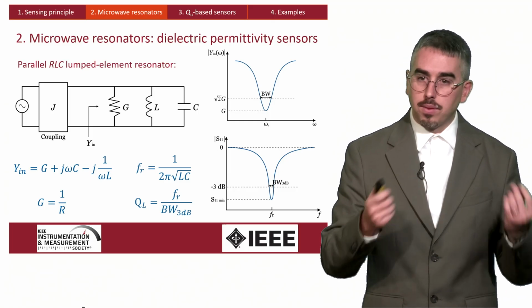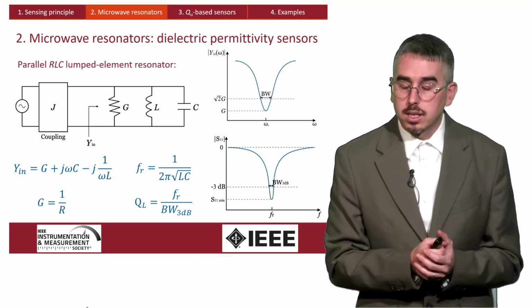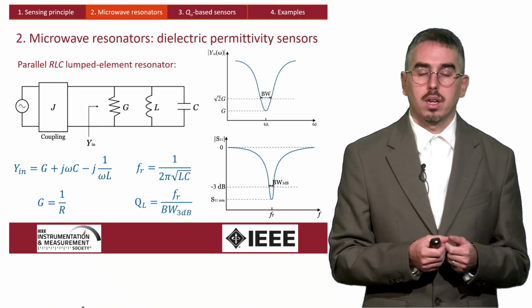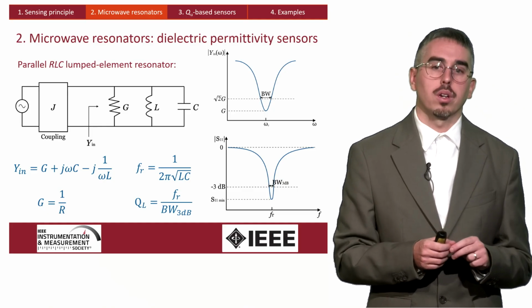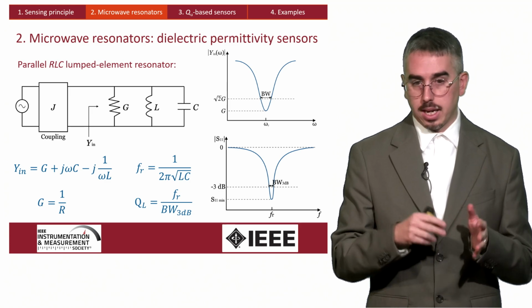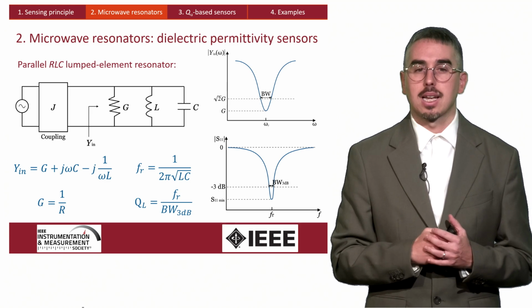We can also define other metrics from the resonant peak in order to characterize the behavior of this resonator, such as the bandwidth, the minimum losses, or the quality factor. All these parameters will again be defined in terms of the inductance and the capacitance.